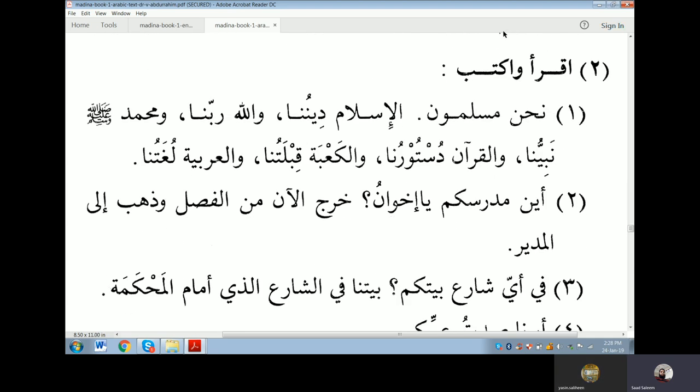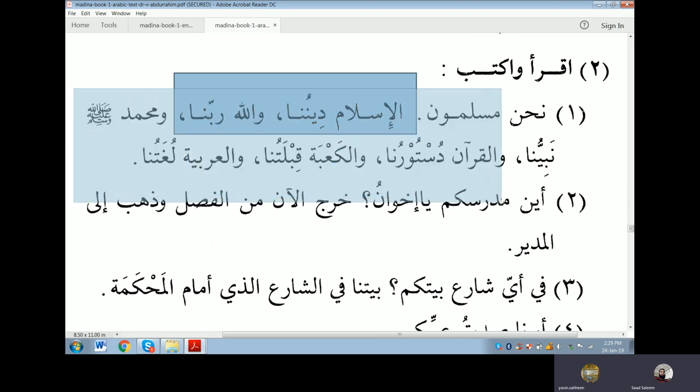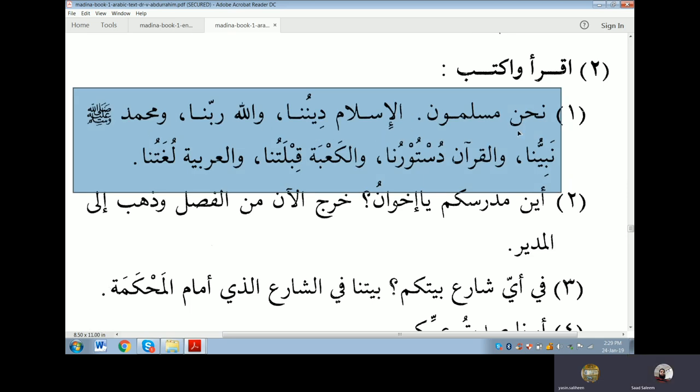Next, iqra waktub. Read and write. So, start reading this. Nahnu muslimun. Al-Islam dinuna. Yes, dinuna. Okay, dinuna. Wa Allahu Rabbuna. Wallahu Rabbuna. Okay. Wa Muhammad sallallahu alayhi wa sallam.